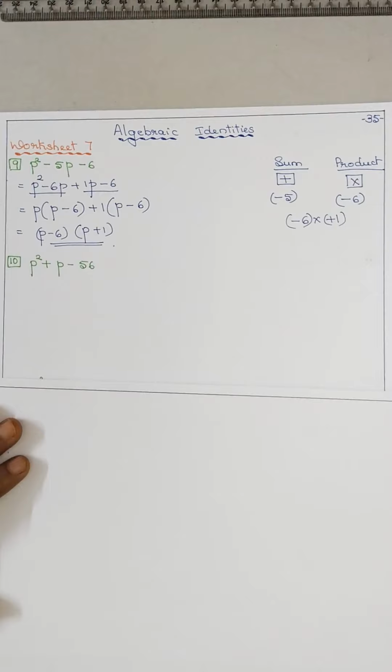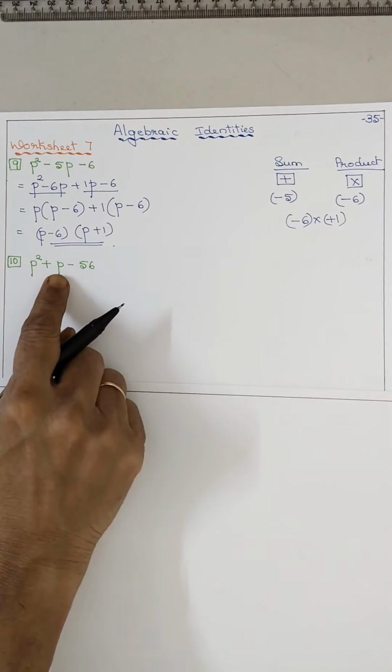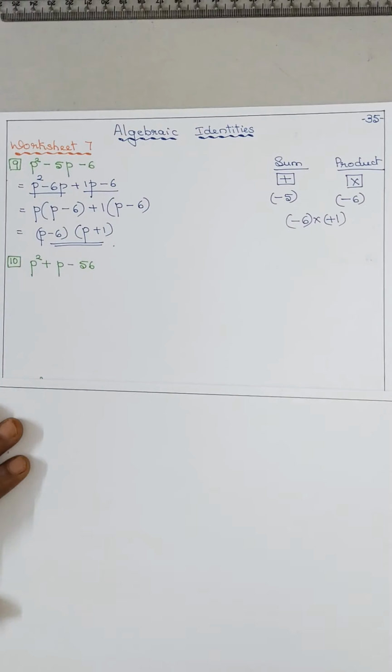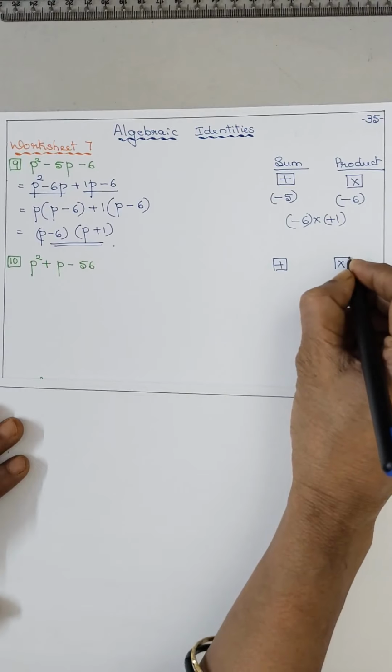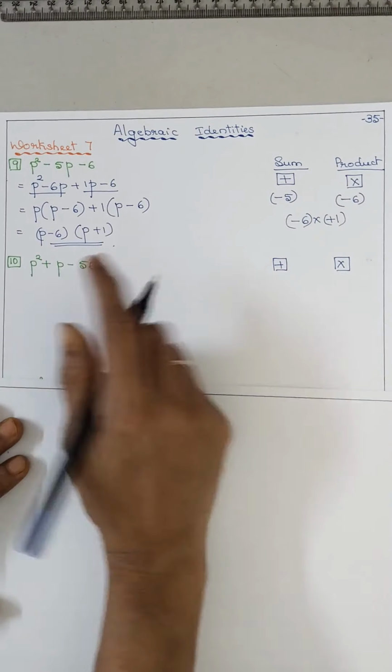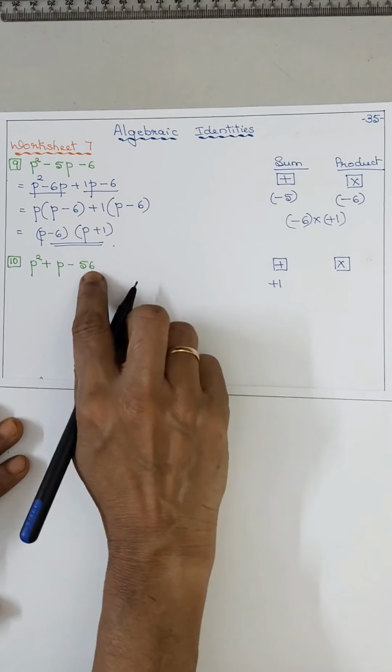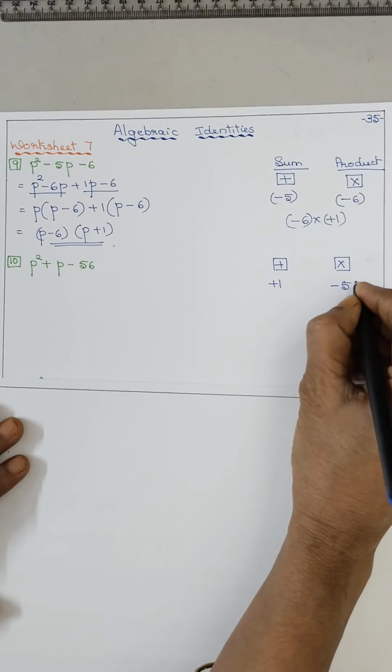This was the 9th sum. Coming to the 10th sum, p squared plus p minus 56. So I will be writing only this much now, sum and the product. So sum is plus 1, product is minus 56.